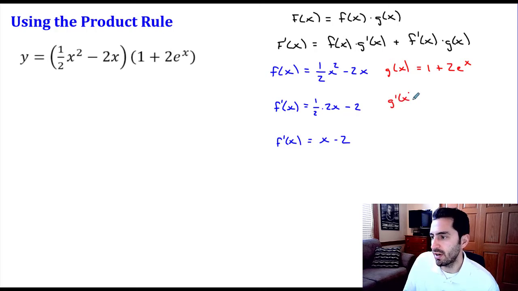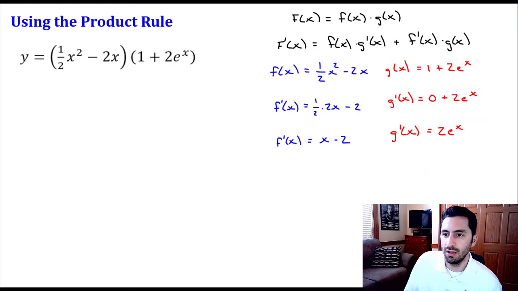Now let's do the derivative of g of x right away. So g prime of x, again we can separate it using our sum rule for derivatives. The derivative of a constant is just 0. And then for e to the x power, the derivative of e to the x is just e to the x. So this one stays the same. So our derivative g prime of x is equal to 2 e to the x.